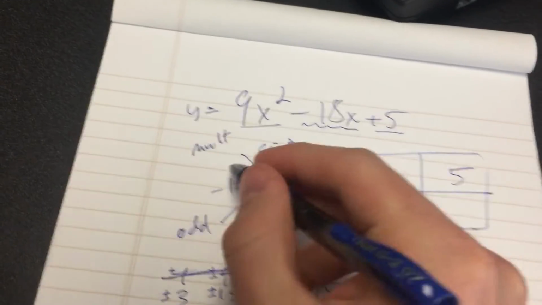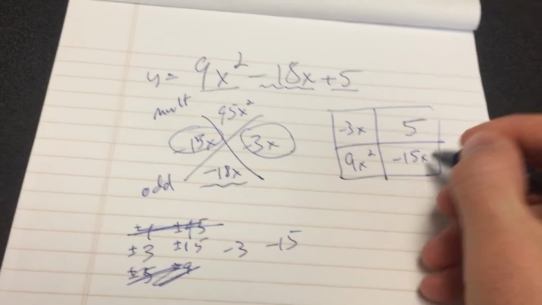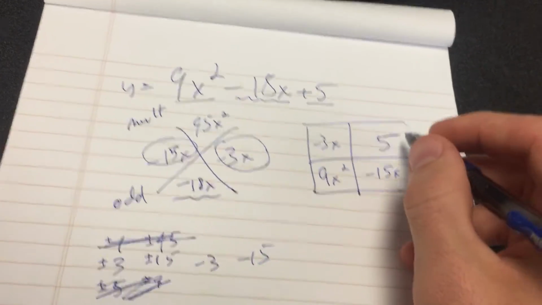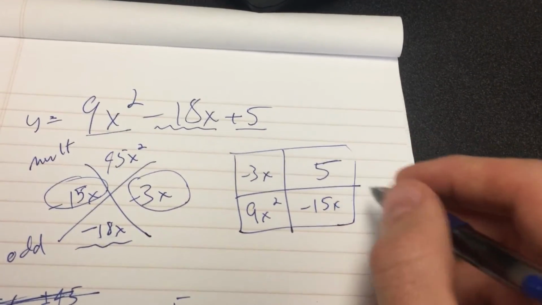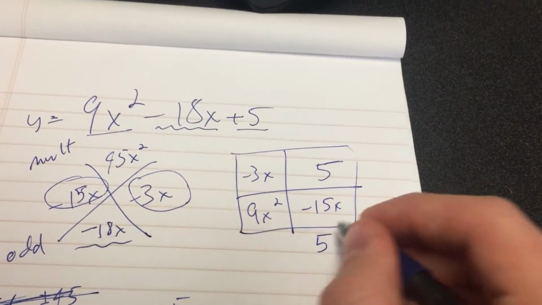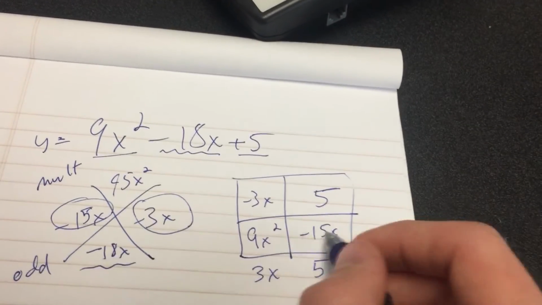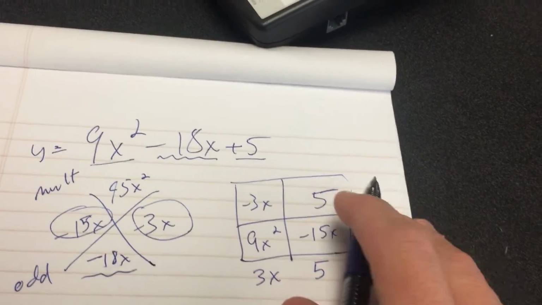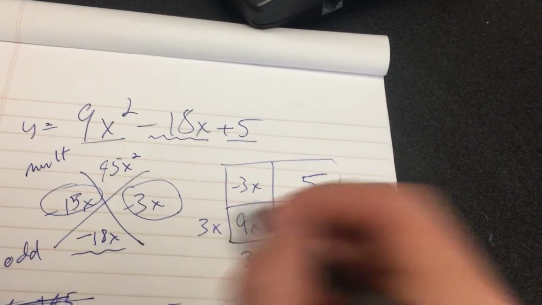Okay, so those two now come over here. So negative 3x goes here, negative 15x goes here. And now we're going to do that same thing we've done before of seeing what these two have in common. So these both have a 5 in them. These both have a 3x in them. Looking this way, the 9 and 15 both have a 3 and x in common.